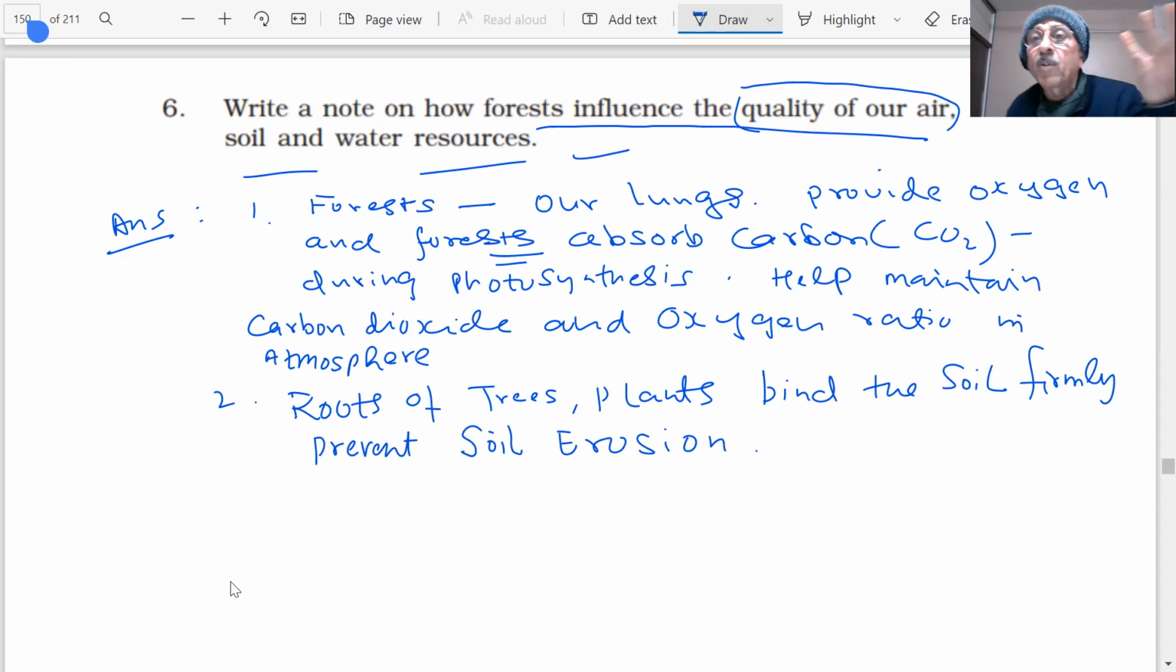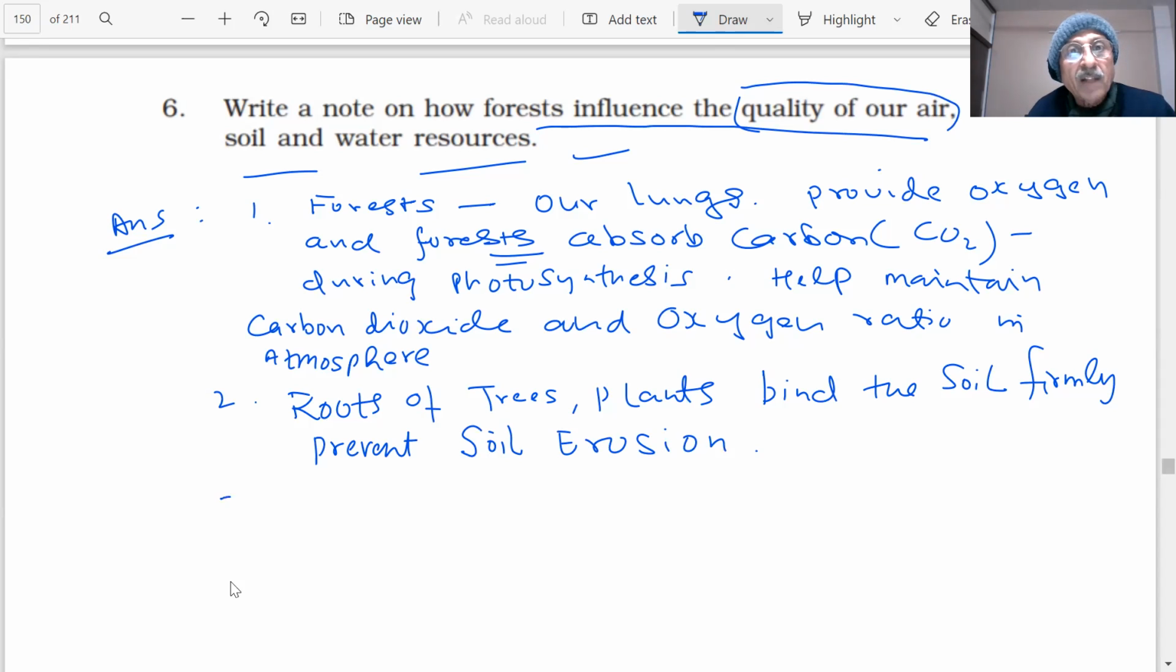Soil erosion is a very important factor. If soil erodes, you already have a lot of soil erosion, barren land, students, then you can't grow anything there because nutrients are not there. Top soil is not there. Top soil has nutrients, humus, and living organisms. Then growth of plants is not possible. Plantation is not possible then.